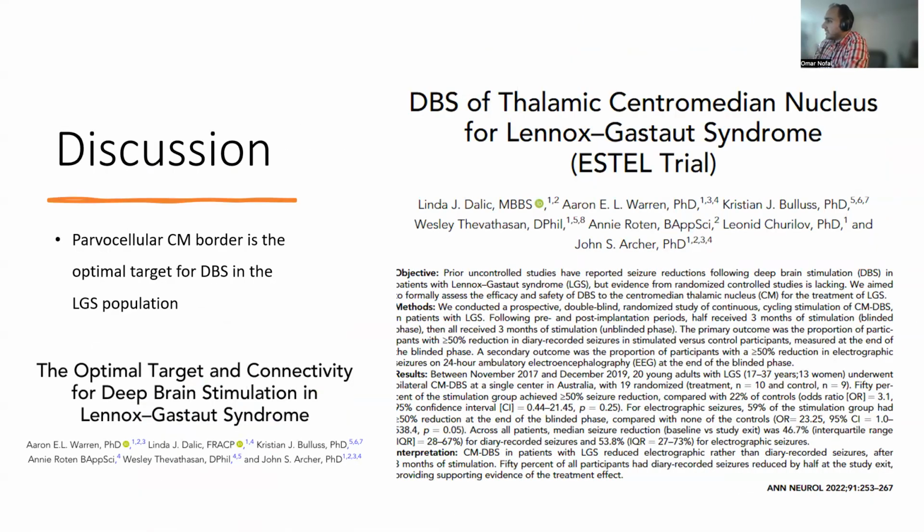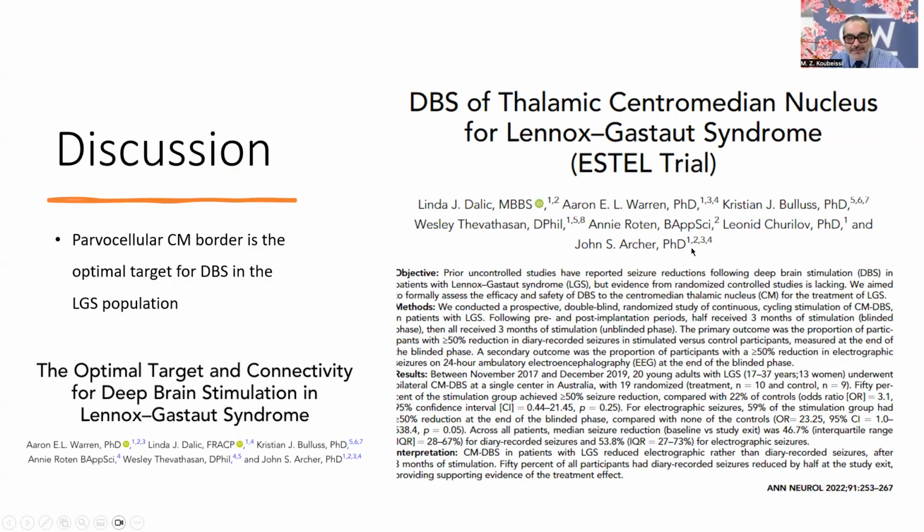We also know from the DBS studies involving the centromedian nucleus in Lennox-Gastaut patients that stimulation of the centromedian nucleus was efficacious and decreased the median seizure frequency by half. And another connectivity study showed that specifically the parvocellular portion of the centromedian is the optimal target for DBS in Lennox-Gastaut. So we also know that targeting the centromedian nucleus in patients with Lennox-Gastaut was helpful in reducing seizure frequency.